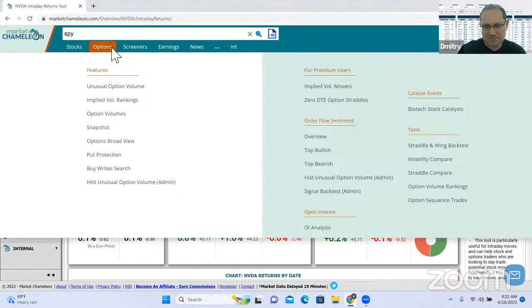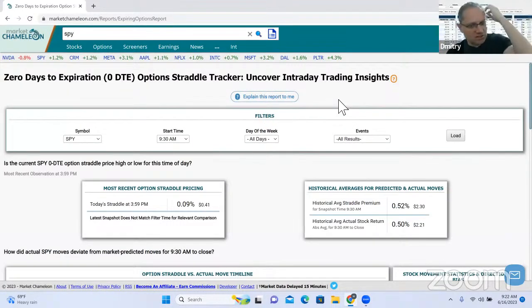Under options here, we have this tool, 0 DT option strat. So we're not open yet. This will change when we open, but there are essentially right now 2 main ETFs that have 0 DTs every day, SPY and QQQ.